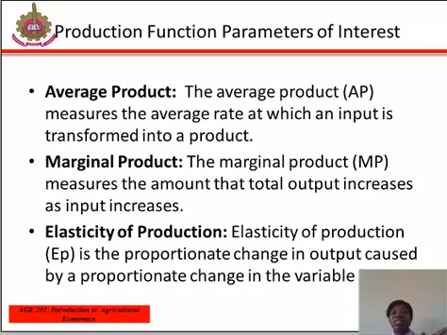And we have three stages in the production function. When RTS, that is the returns to scale, is greater than 1, it implies production is in stage 1, the stage of increasing returns to scale. When 0 is less than RTS less than 1, it implies production is in stage 2. When RTS is less than 0, it implies production is in stage 3.